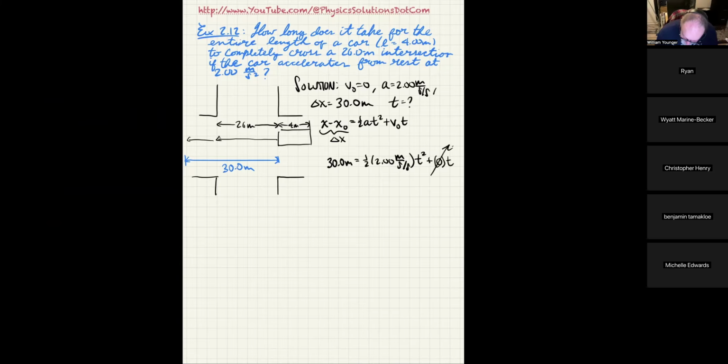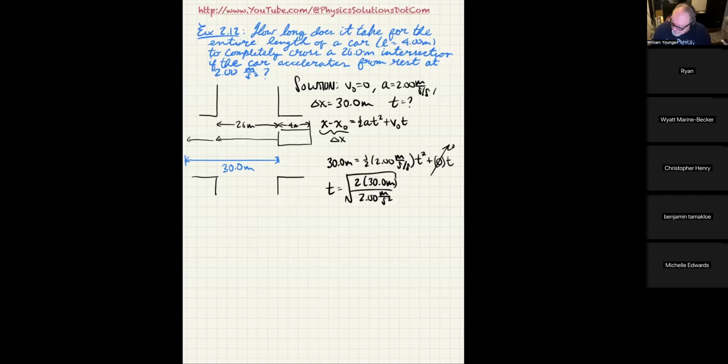So that term goes completely to 0, no big deal whatsoever. And that tells us that t is going to be equal to 2 times 30.0 meters divided by 2.00 meters per second per second. And then I take the square root of all that.